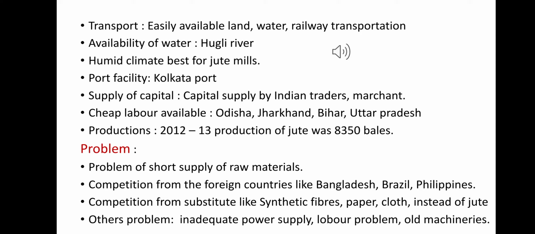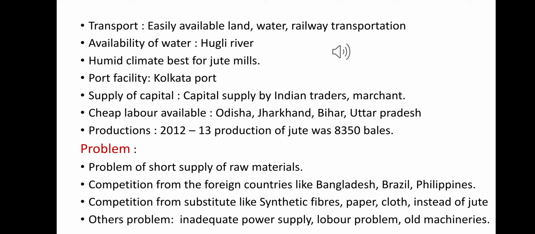Number two, another point is the transport system. Land, water and railway transport are easily available. Okay. Availability of water from the Hooghly river. The humid climate in West Bengal is best for the jute mills. Next is port facility. Kolkata port is available for transporting jute to any place.